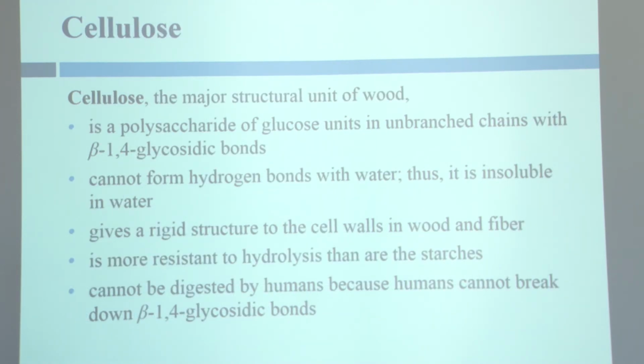Cellulose is a major structural unit of wood, a polysaccharide of glucose units in unbranched chains with 1,4 glycosidic bonds. It cannot form hydrogen bonds with water, thus is insoluble. It gives the rigid structure in wood and fiber, and is more resistant to hydrolysis. It does not break down that easily. It cannot be digested by humans because humans cannot break down the beta 1,4 glycosidic bond, and usually animals can do that.